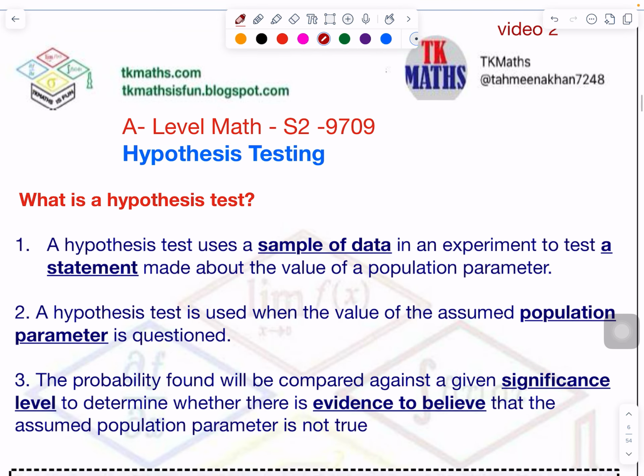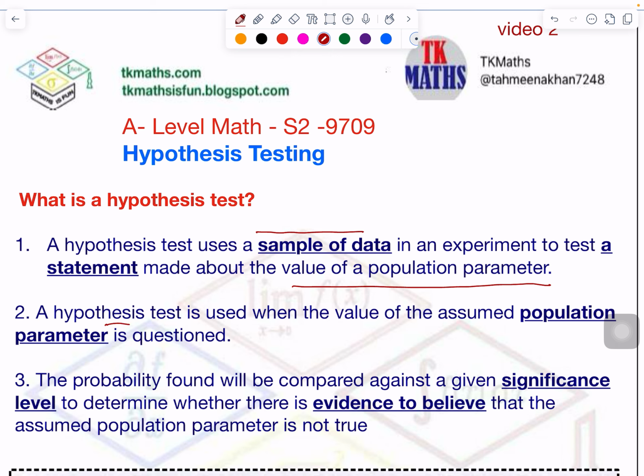So now we have seen what is null hypothesis, what is alternative hypothesis, what is hypothesis, and how we perform a hypothesis test. A sample of data is taken, and then an experiment is done to test a statement made about the value of the population parameter. So what are we testing it against? Against the statement which is made about the population parameter. In this case, it was 30% red cars in the town. And Hardeep said no, it is less than this proportion. So we are testing against that statement of Hardeep.